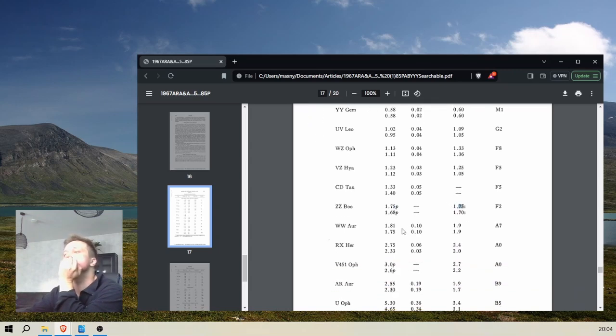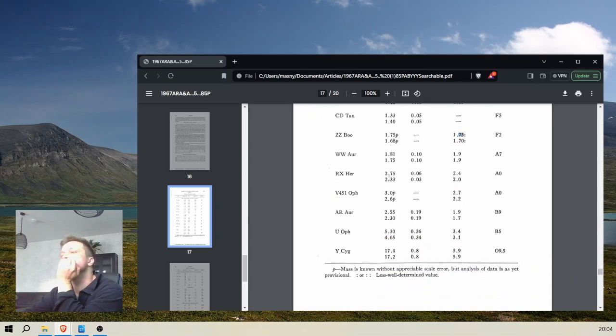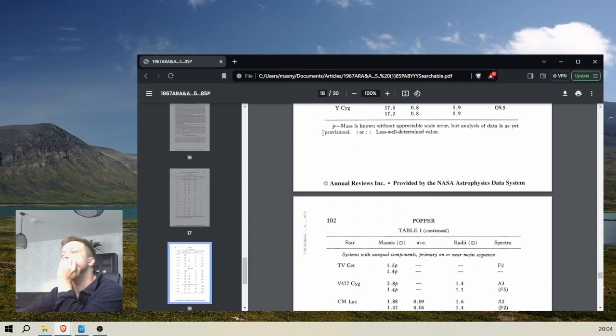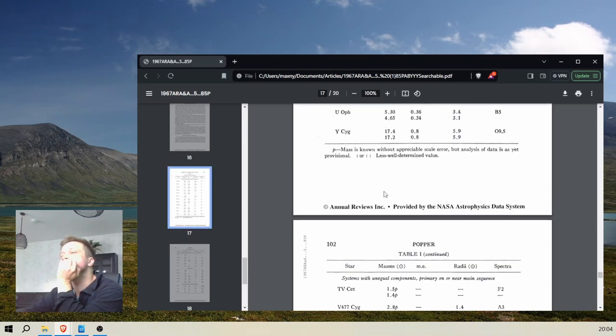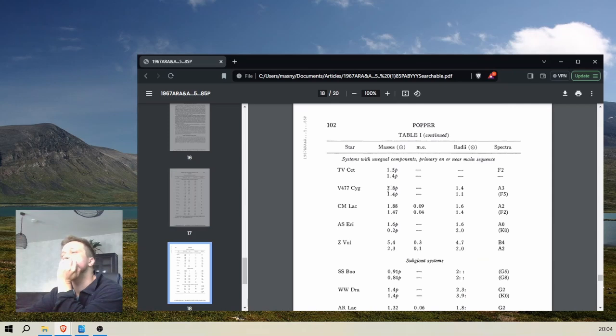Okay, F2, 2 point. Okay, so these are pretty big stars. Oof. Pretty big. P: mass is known without appreciable scale error. Analysis of data is more or less well determined. Systems with unequal components. Of course, that's what we were talking about. That's why they were so similar. 2.8 and 1.4. Was it 5 from 4, 2.3? Okay, so less.